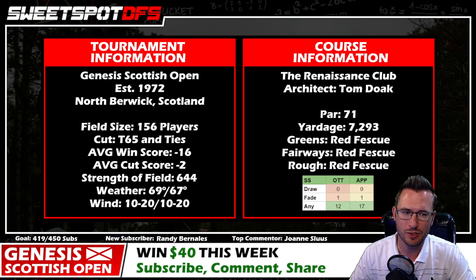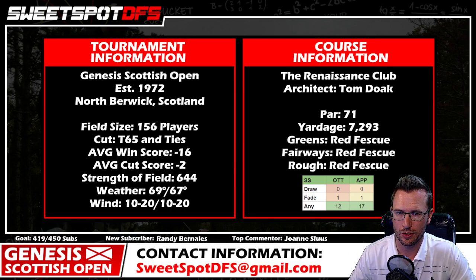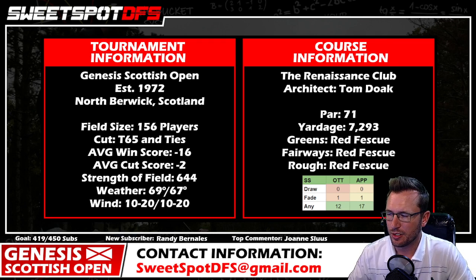The field size this week is 156 players. Cut is top 65 and ties. That's normal on the PGA Tour. Your average winning score is -16. Now it fluctuates with the results. Just for this golf course, last year, I believe it was 18 under. The year before that, in 2020, it was 11 under as the winning score. And then the year before that was 22 under.